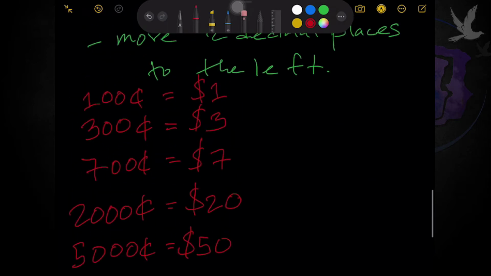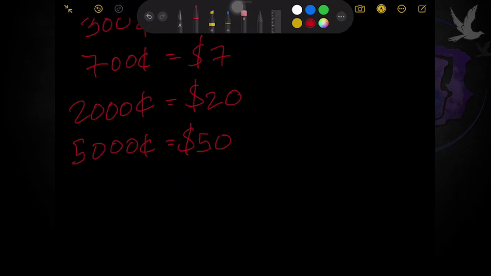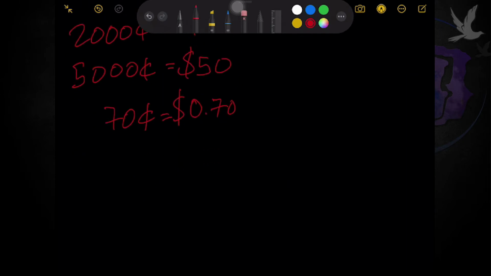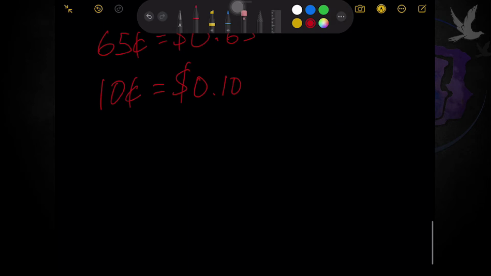Now, Teacher Mark, what if we have less than 100 cents? What if we only have 70 cents? So this will give you $0.70. What if we only have 65 cents? So this will give you $0.65. What if you have only 10 cents? So basically this will give you $0.10. And what if you only have 3 cents? This will only give you $0.03.